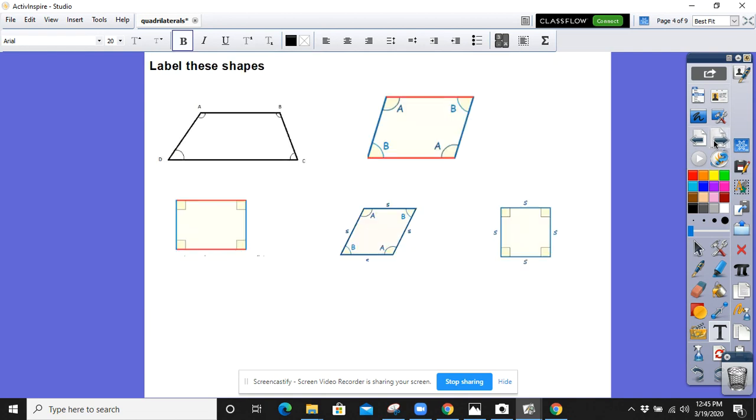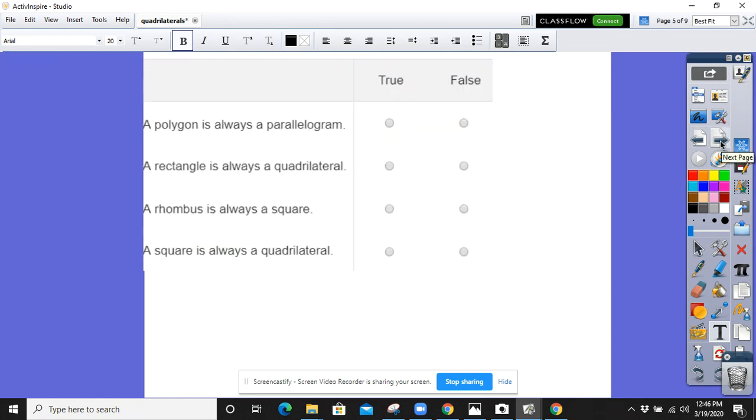All right. We're going to come back to this page right here. Based on the information that you have, I want you to try to pause this video and answer these questions, true or false. The first one says a polygon is always a parallelogram. Is that true or false? What you're asking yourself is, does a polygon have all of the attributes or characteristics of a parallelogram? That family tree picture will be a great help.